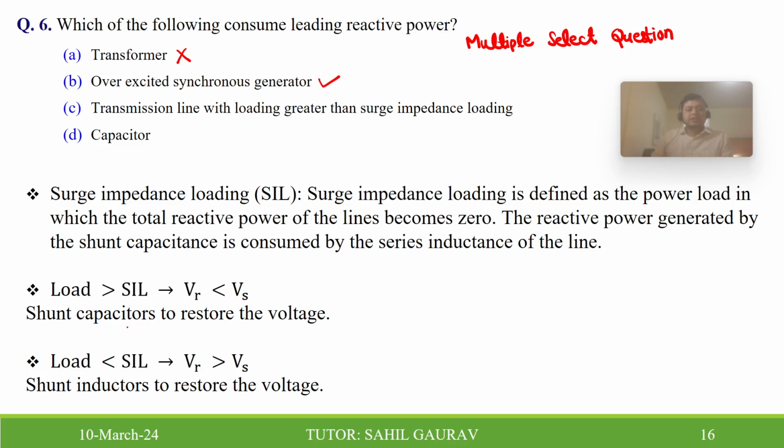you have to add a shunt capacitor so that you can restore the voltage. And if the load is less than surge impedance loading, that means the receiving end voltage is greater than the sending end voltage. It means that shunt inductors are added to restore the voltage. So here the case is this one: transmission line with loading greater than surge impedance loading. So you have to add the shunt capacitor at the load end to restore the voltage.